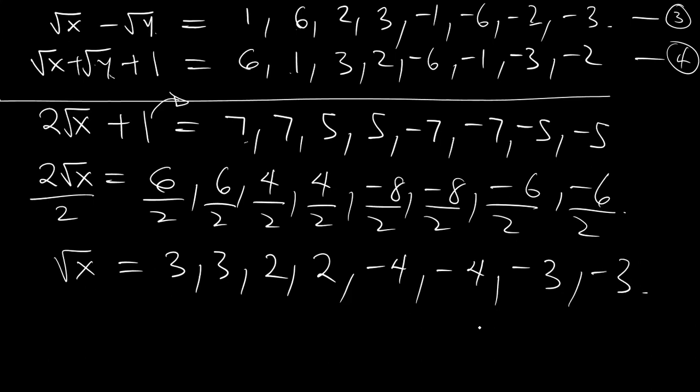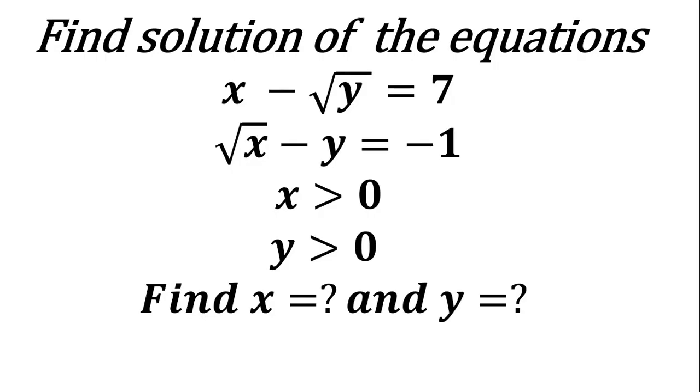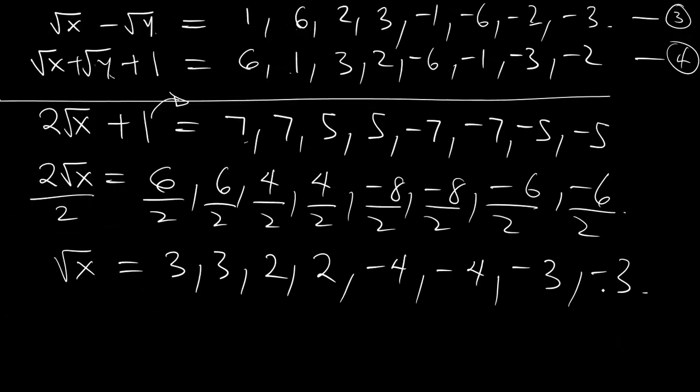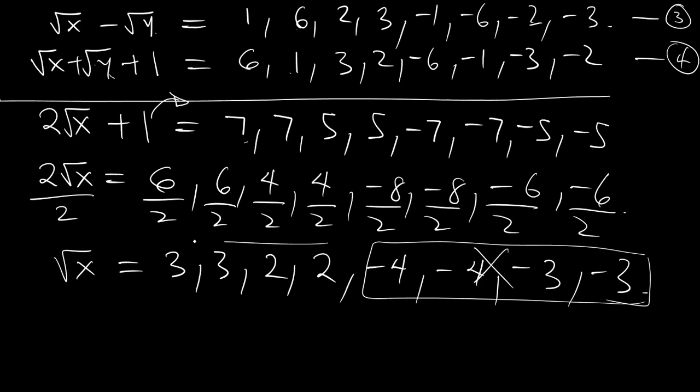Now since x should be greater than 0, y should be greater than 0, that means the negative values are not solutions. So now we'll be working with only these values. Now if I square both sides, my x will be 9 or 4.